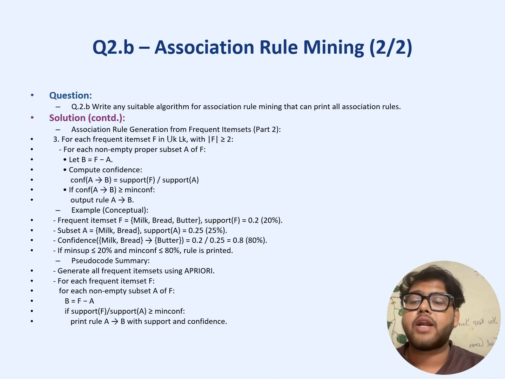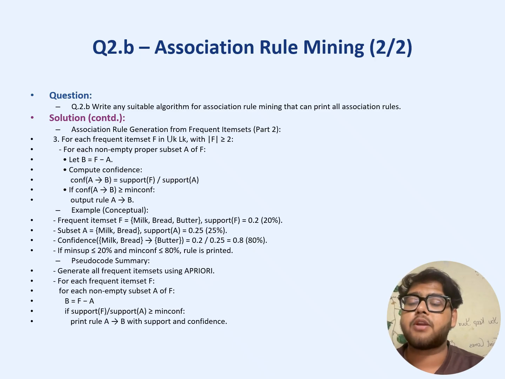Example: frequent item set f is equal to milk, bread, butter. Support is equal to 0.2, that is 20%. Subset A is milk, bread, with support A equal to 0.25, that is 25%. Confidence is 0.2 upon 0.25, which is equal to 0.8, that is 80%. If minimum support is less than or equal to 20% and minimum confidence is less than or equal to 80%, the rule is printed.